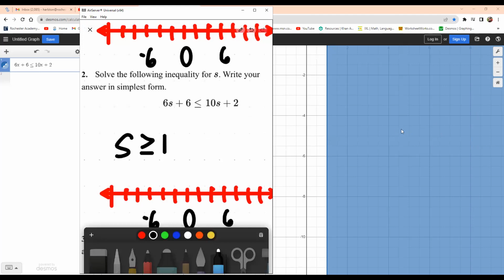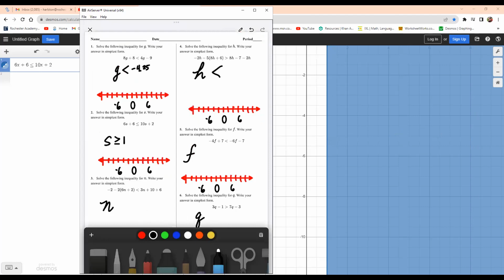So the shading is over here. In the one that we did before, the shading was going to the left. So that's it. It's very easy using Desmos to figure out which way the inequality should go. You just look at the shading. Okay, let's do a couple more, and then I'm going to stop it and upload it.